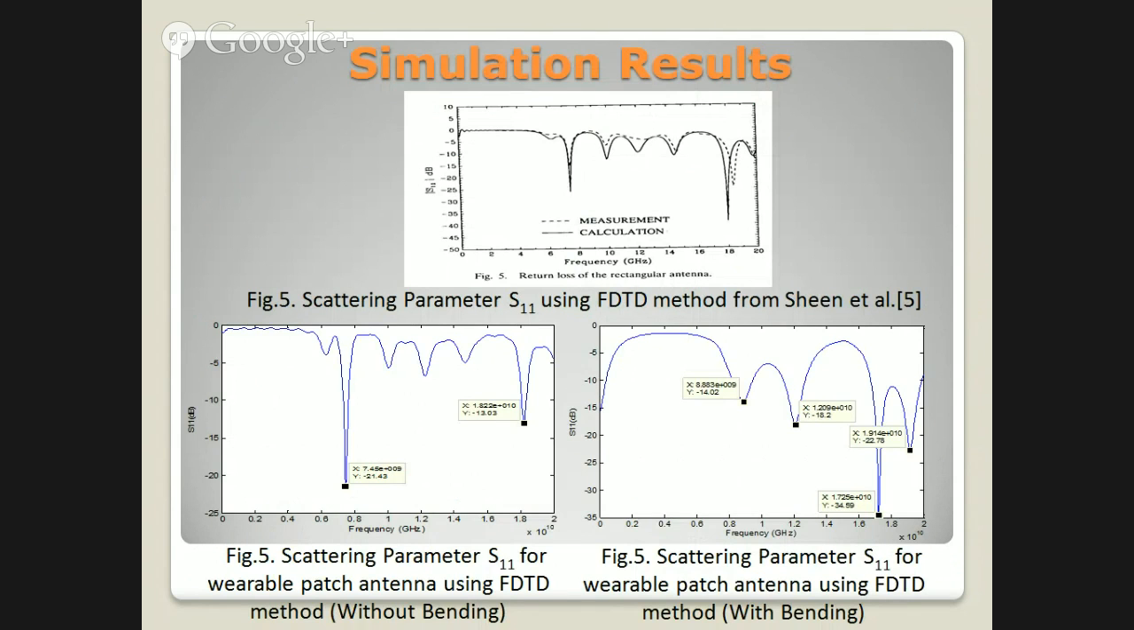This is the scattering parameter that was presented by Sheen. Without bending, we have achieved the same results using FDTD. But when there is a bend, in our case, there is a significant shift in the resonant frequency, and 3 other bands were generated.